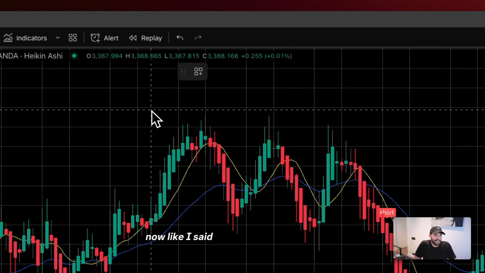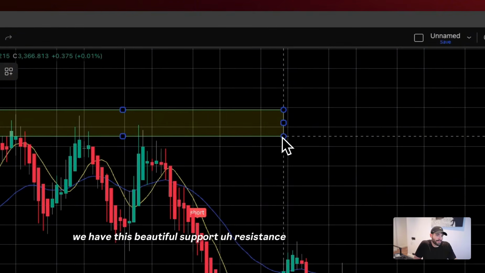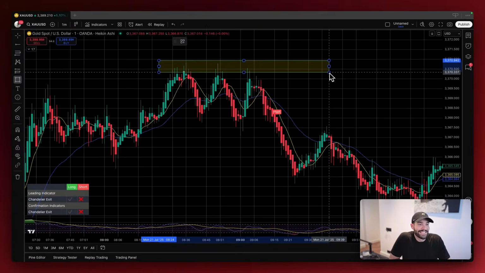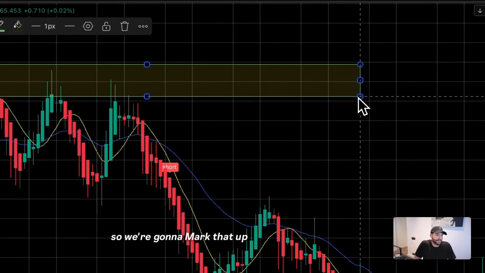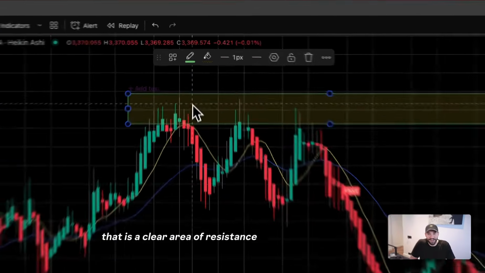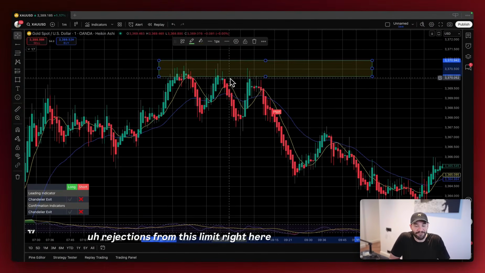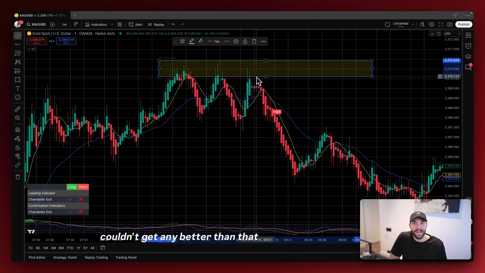Now, like I said, we have this beautiful resistance level right here. So we're going to mark that up. That is a clear area of resistance. We've had 3 rejections from this limit right here. Couldn't get any better than that. That's also something called a triple top, and that is a chart pattern that you can look for when entering trades yourself.